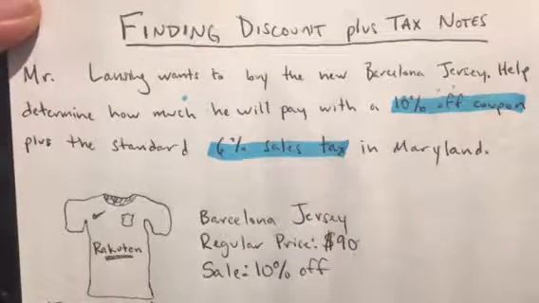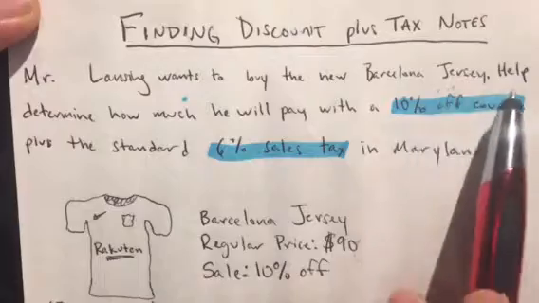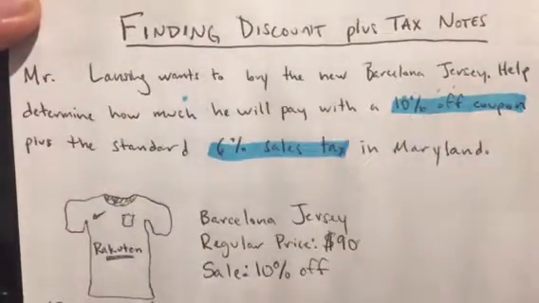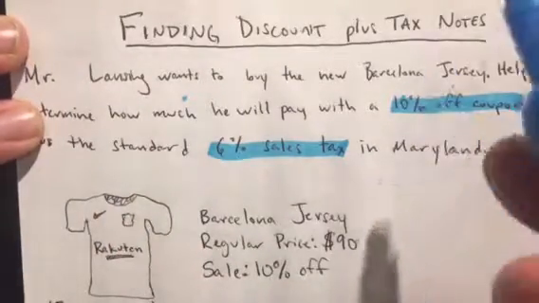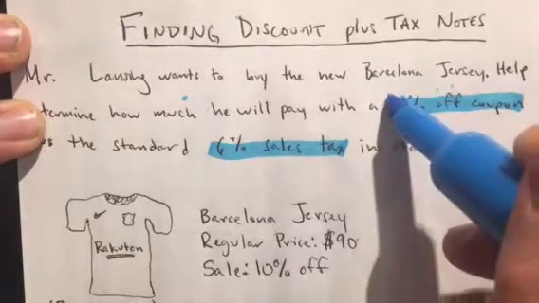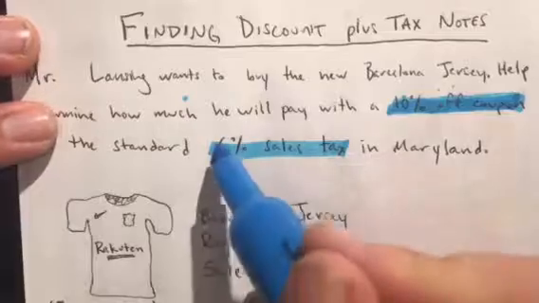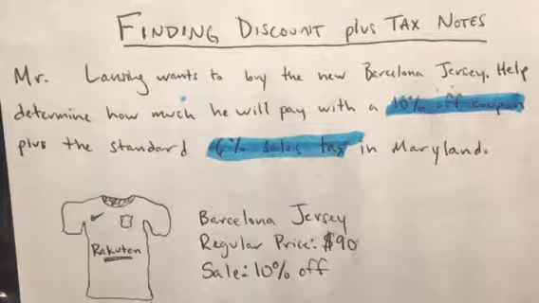It says, Mr. Lansing wants to buy the new Barcelona jersey. Help determine how much he will pay with a 10% off coupon. So I have a 10% off coupon. I'm just going to re-highlight this. Plus the standard 6% sales tax. So in Maryland, we have to pay a 6% sales tax.